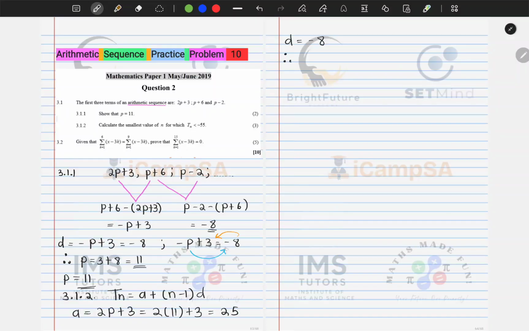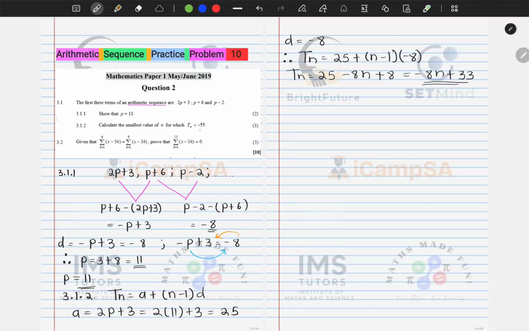So therefore, we can go ahead and find Tn, which is, for the a, we have 25 plus n minus 1 multiplied by negative 8, of which our Tn will be 25 minus 8n, then plus 8. So the final answer for Tn will just be negative 8n plus 33. So this is what Tn is.